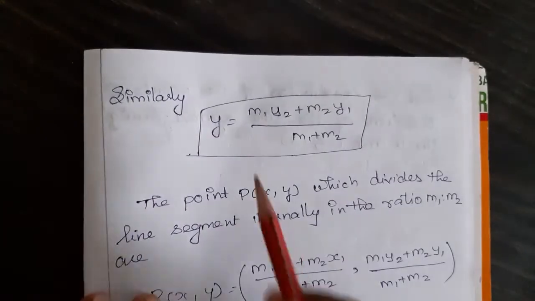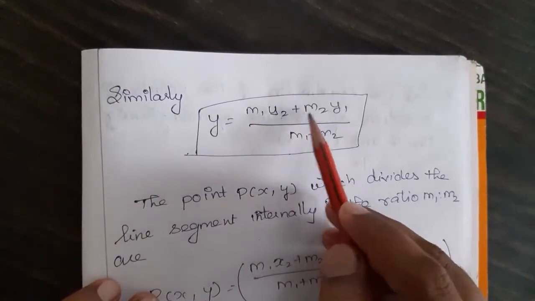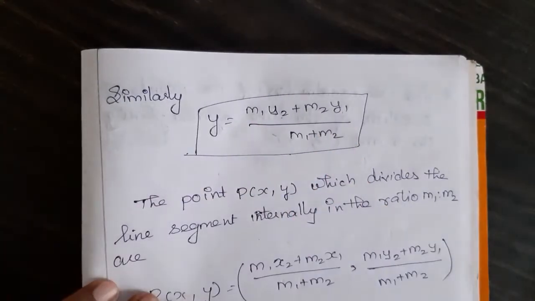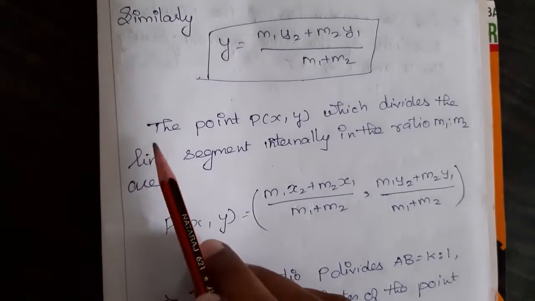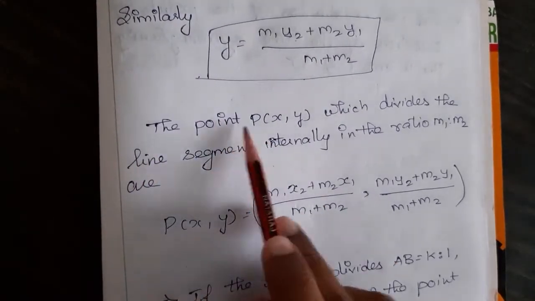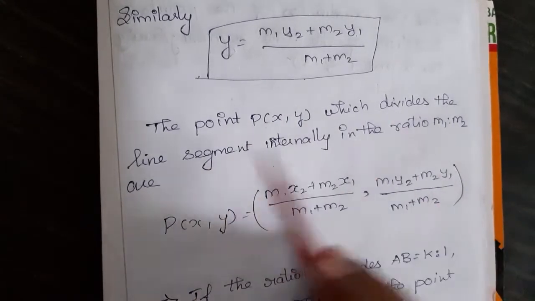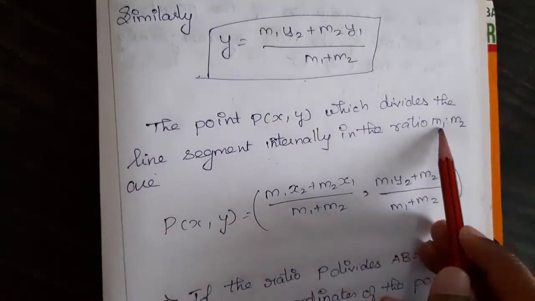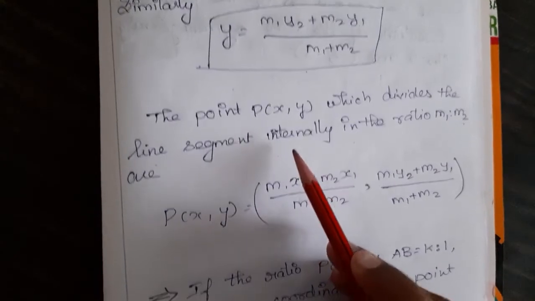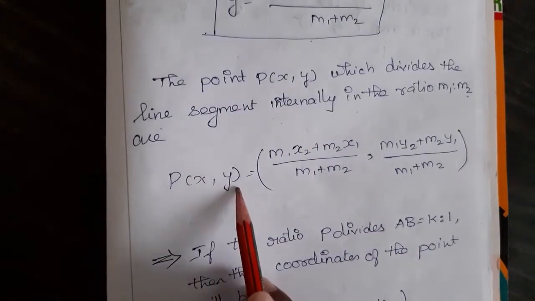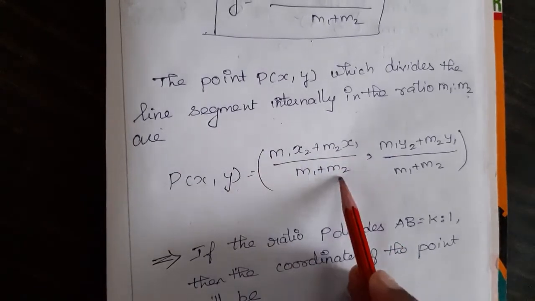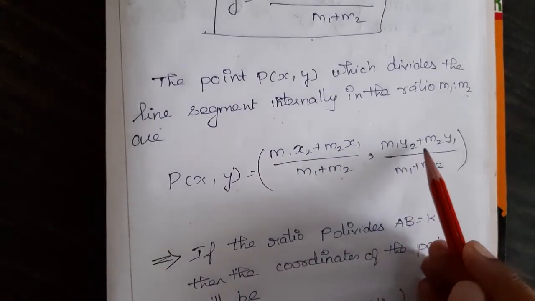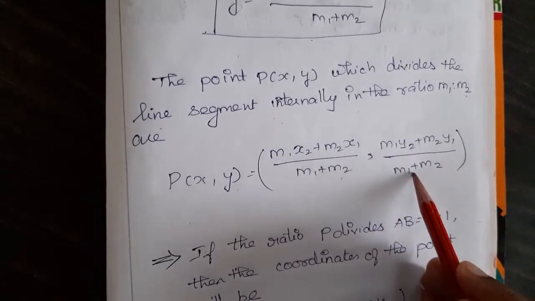Similarly, we can prove it for y also. So similarly, y is equal to (m1 y2 plus m2 y1) divided by (m1 plus m2), and these are the coordinates of x and y. The point P(x, y), which divides the line segment internally in the ratio m1 is to m2, can be written as ((m1 x2 plus m2 x1) by (m1 plus m2), (m1 y2 plus m2 y1) divided by (m1 plus m2)).